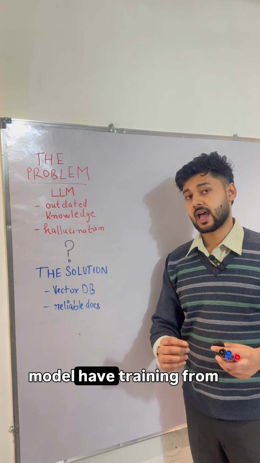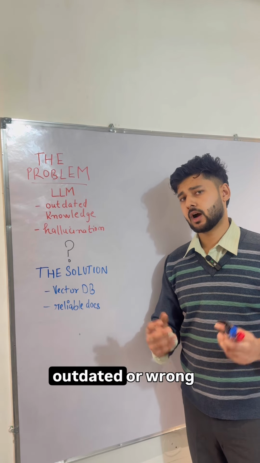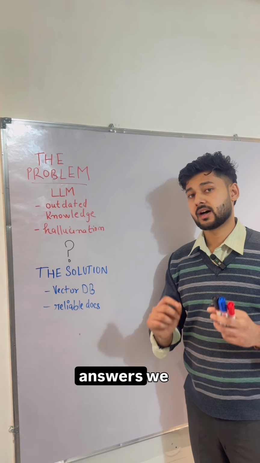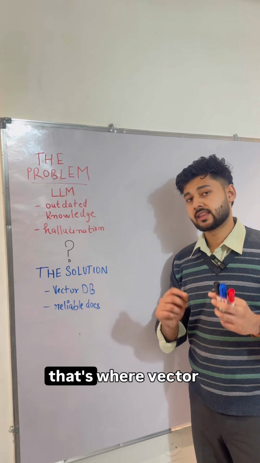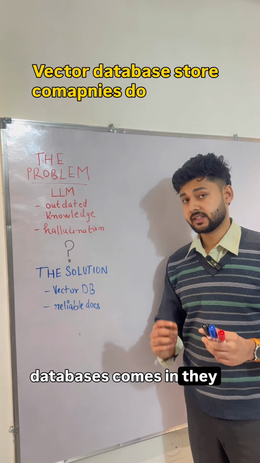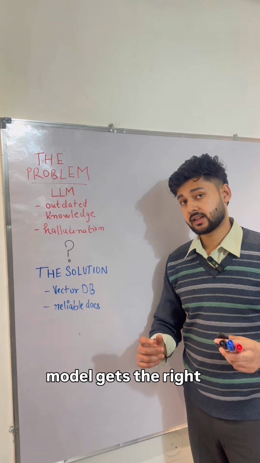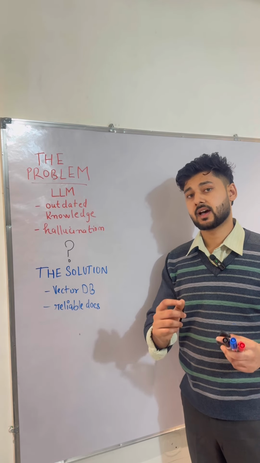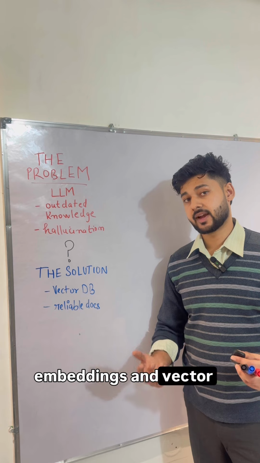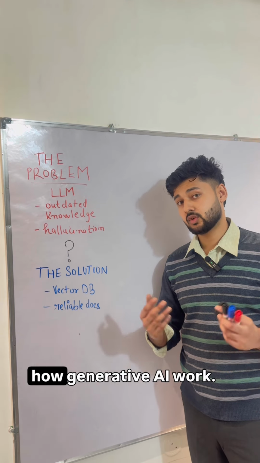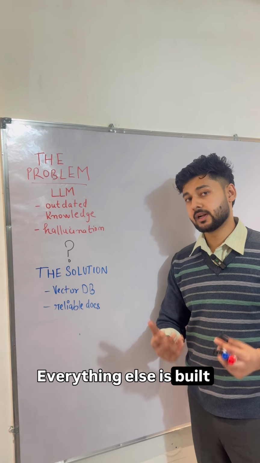So it gives your answer, not a made up one. Large language models have training knowledge, but it can be outdated or wrong. Sometimes they make up answers. We call that hallucination, and that's where vector databases come in. They store your reliable and up-to-date documents. So instead of guessing, the model gets the right information before generating the answer. If you understand embeddings and vector databases, you basically understand how generative AI works. Everything else is built on top of this.